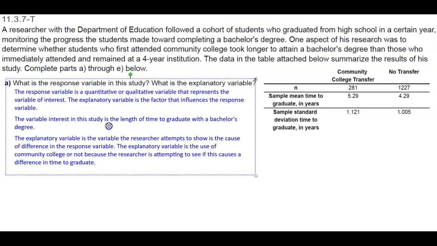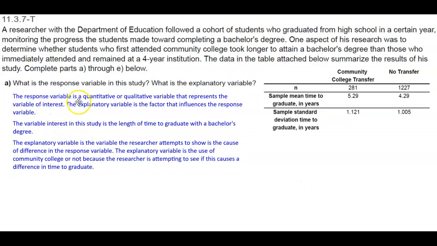Well, recall the definitions. The response variable is a quantitative or qualitative variable that represents the variable of interest. The explanatory variable is the factor that influences the response variable. The variable of interest in this study is the length of time to graduate with a bachelor's degree. The explanatory variable is the variable the researcher attempts to show is the cause of difference in the response variable. So the explanatory variable is the use of community college or not, because the researcher is attempting to see if this causes a difference in time to graduate.